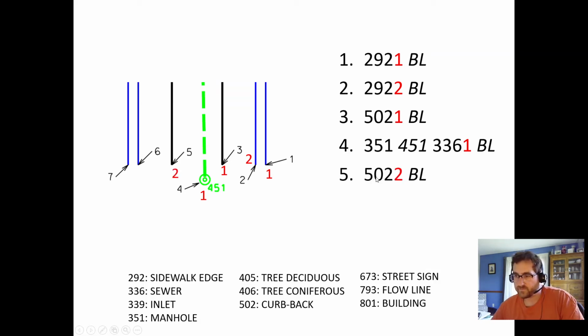Opposite side of the street, I've got a 502, which is a curb, and it is my second curb line. Then we keep going, we've got a 292, line number 3, 292 again is sidewalk, and point number 7 is also a sidewalk, and this is my fourth line. So the red numbers that I have here are my line numbers. The black numbers are my point numbers. And then I may have codes and descriptors over here. So I've begun a whole set of lines in here.